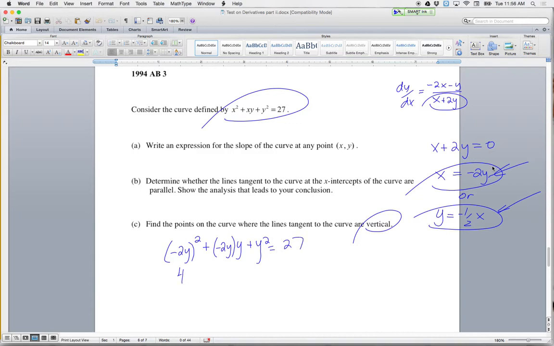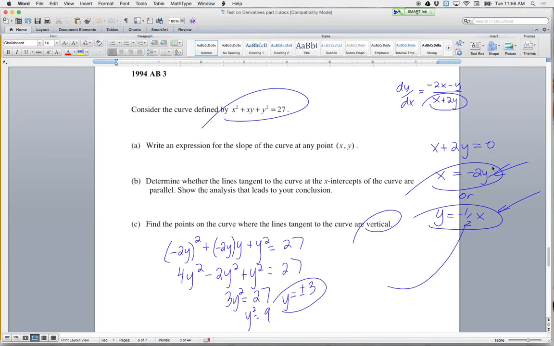So I have 4y squared minus 2y squared plus y squared equals 27. My 4y squared minus 2y squared is 2y squared. 2y squared plus y squared is 3y squared equals 27. Look how easy this is. y squared equals 9. What's y equal then? Plus or minus 3.